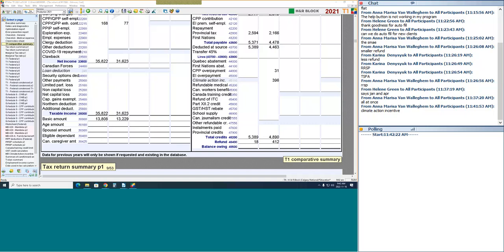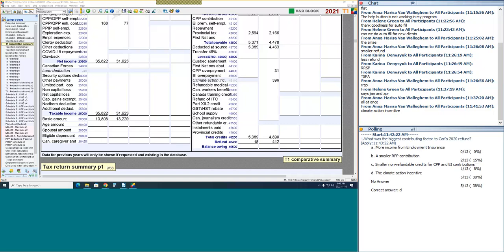What do we think? What was the biggest contributing factor to the refund in 2020? Okay, lock your answer in. Hit the submit button if you think you have an answer. How do we do? We got a little mix here. Let's see. So I'd say the majority of people who answered said it's because of the climate action incentive.